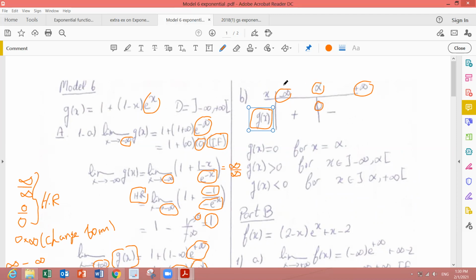To know the sign, for example, if I need to know the sign here, I take the number 0 and find g of 0, which equals 2, so positive. So here positive, here negative. So g(x) equal to 0 for x equal alpha. g(x) is positive if x belongs to minus infinity, alpha. g(x) is negative if x belongs to alpha, plus infinity.